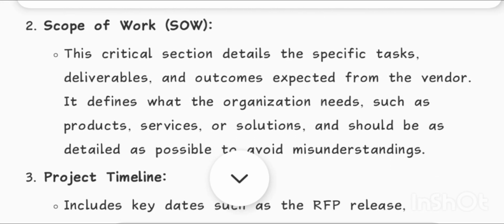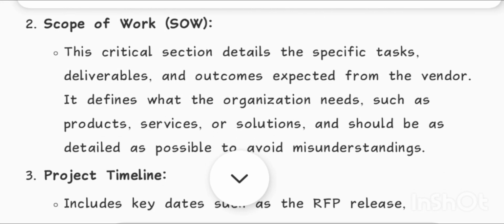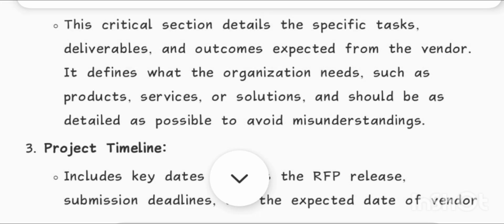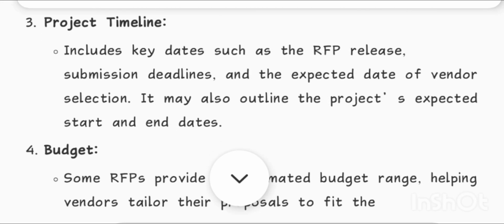Number 2. Scope of work, SOW. This critical section details the specific tasks, deliverables, and outcomes expected from the vendor. It defines what the organization needs, such as products, services, or solutions, and should be as detailed as possible to avoid misunderstandings. 3. Project timeline. Includes key dates such as the RFP release, submission deadlines, and the expected date of vendor selection. It may also outline the project's expected start and end dates.